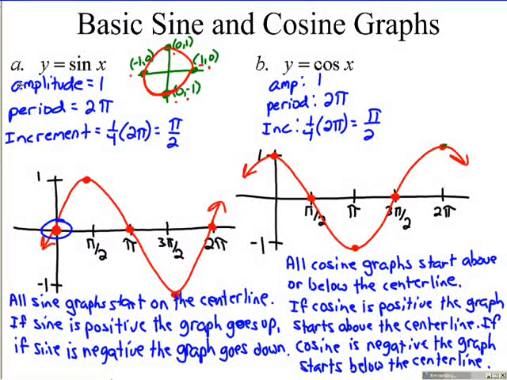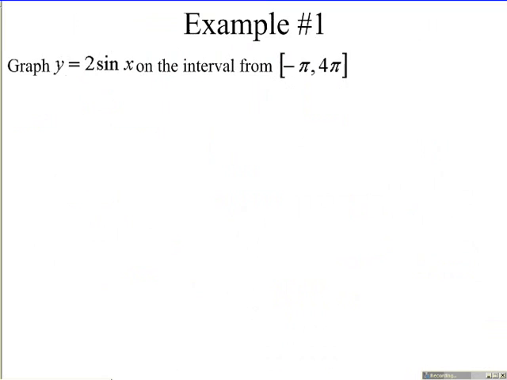So remember those general rules. That's going to help you be very efficient in creating these graphs as we start adding other things. First one, graph y equals 2 sine x on the interval from negative pi to 4 pi. Amplitude, period, increment.